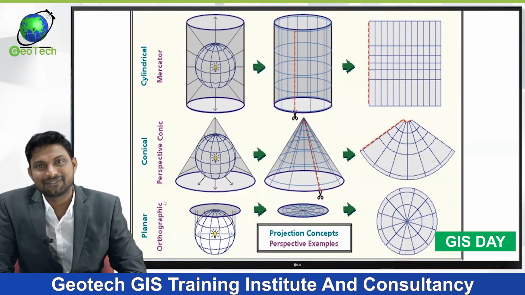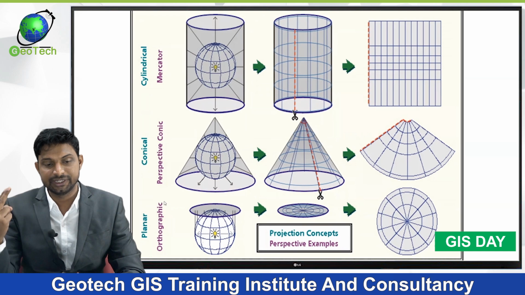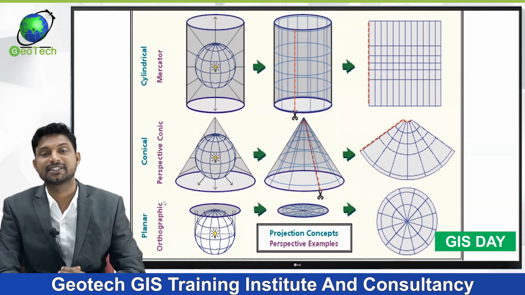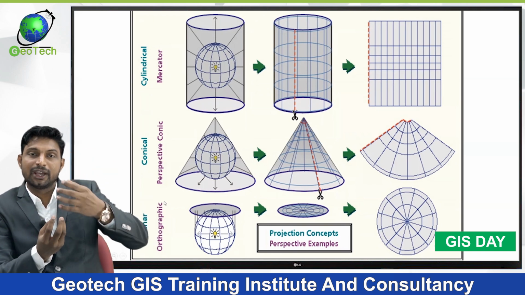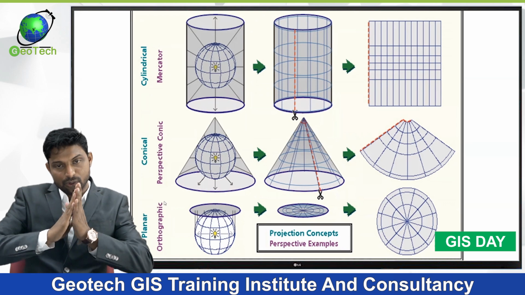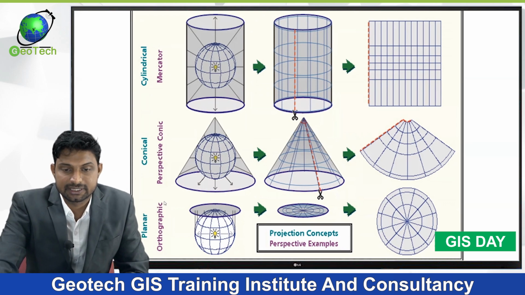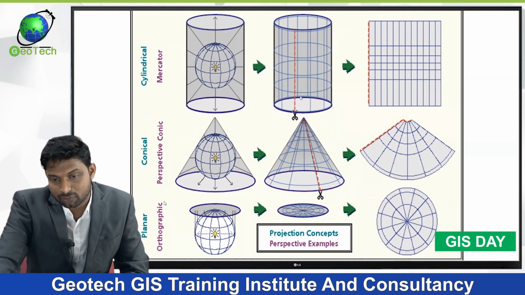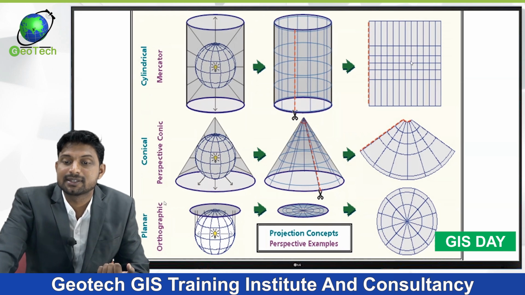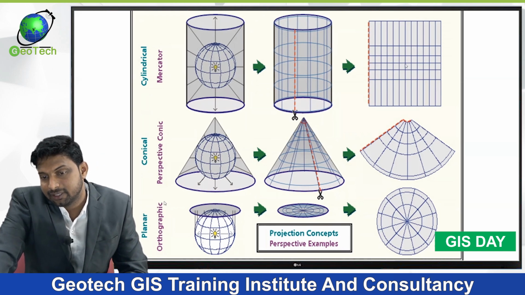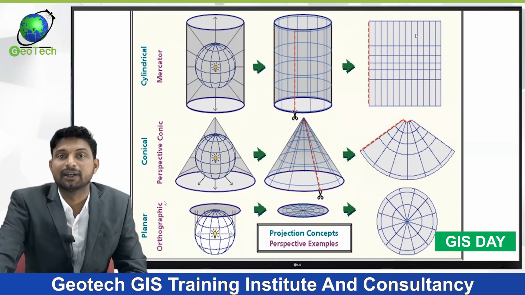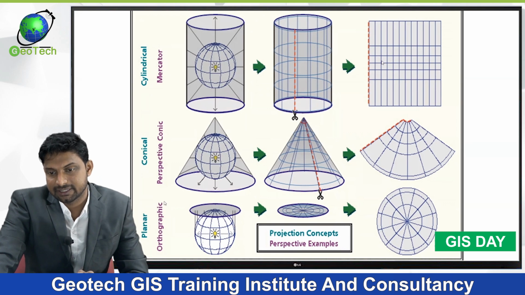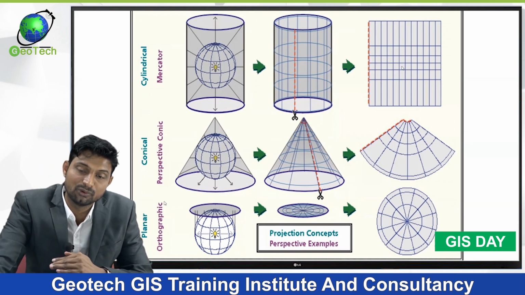So there are 3 different kinds of projection: cylindrical, conical and planar, that is the azimuthal projection. Cylindrical projection means, suppose we take the earth and keep it in a cylindrical format and then open it into a flat surface. You can see that as we move away from the equator, the distortion increases.